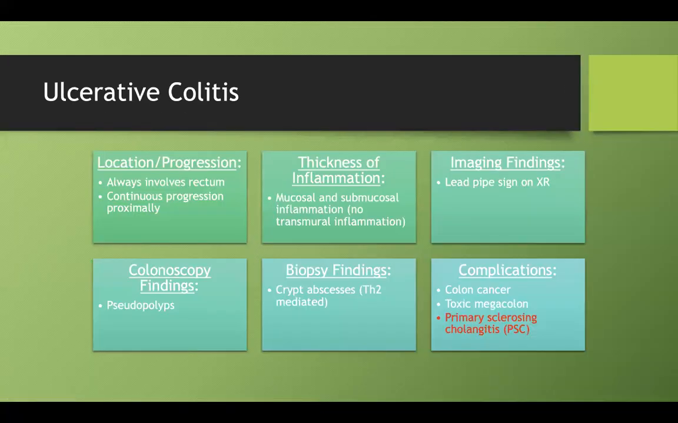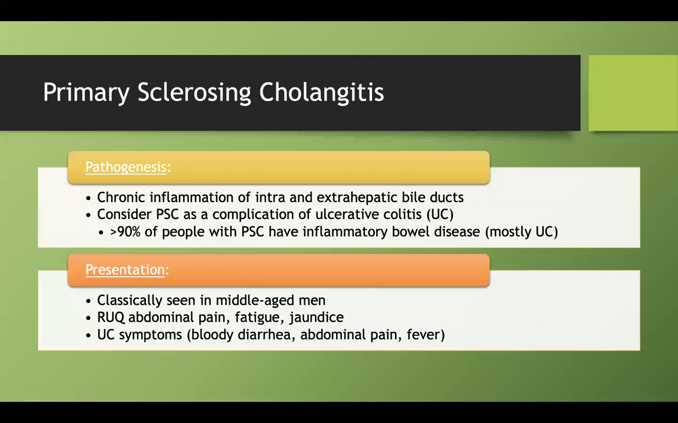The last thing I want to talk about is primary sclerosing cholangitis. I talk about this in the hepatobiliary lecture, but I want you to think about it as a complication of UC instead of its own disease entity, because I think it's easy to remember some of the features of both UC and PSC if you consider it that way. As you can see, this is from the hepatobiliary slide. I just want to point out that if we think about it as a complication, we'll realize that 90% of people have IBD.